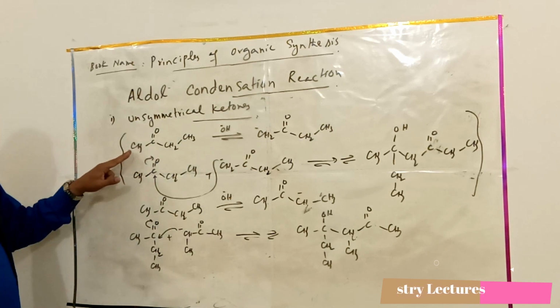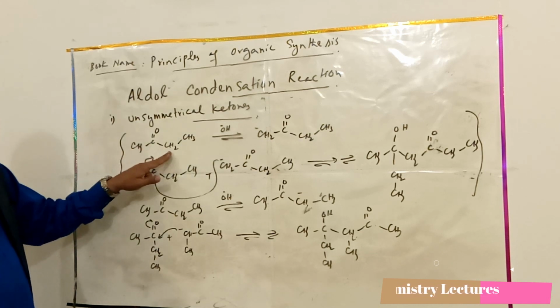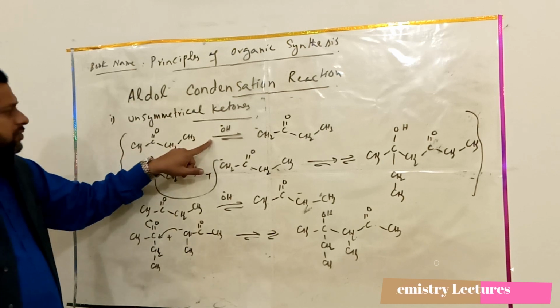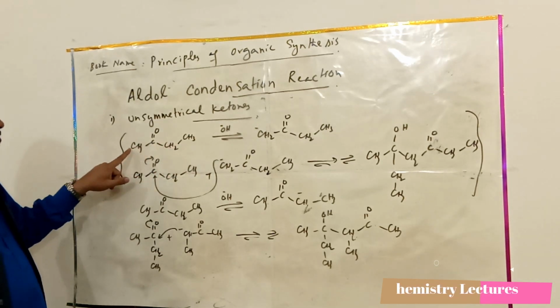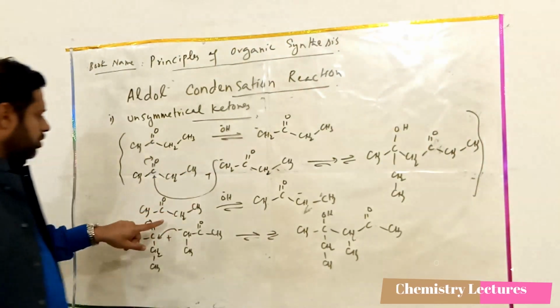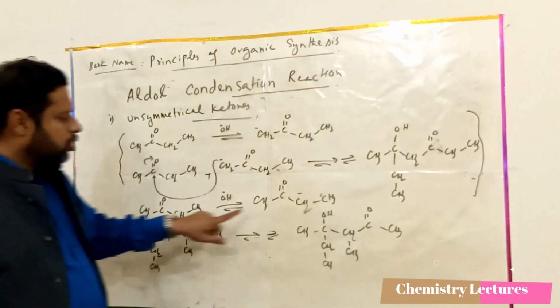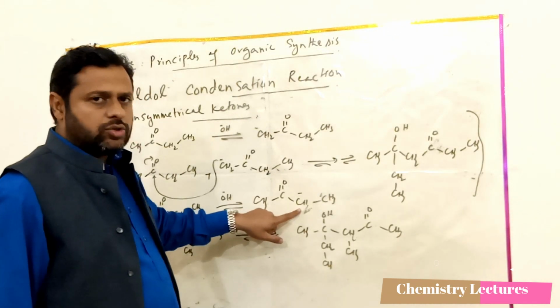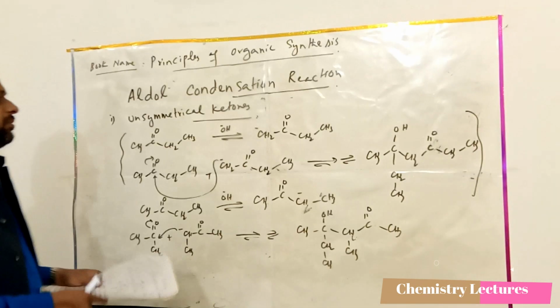Now we have two different types of active methylene compounds. When you treat this one with the base, it can remove a proton from here to give you a carbanion of this type, and it can also remove a proton from here to give you a carbanion of this type. So two different types of products can be formed.